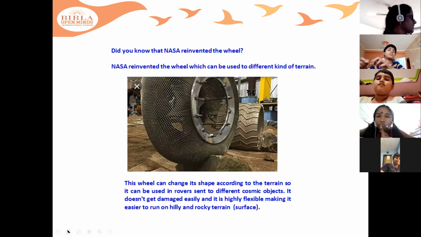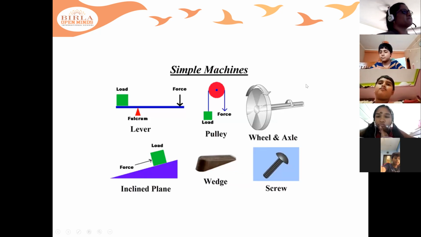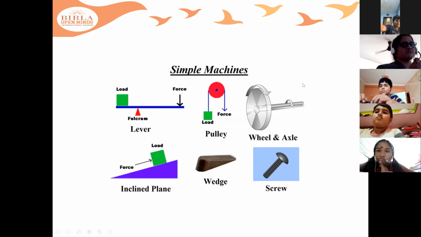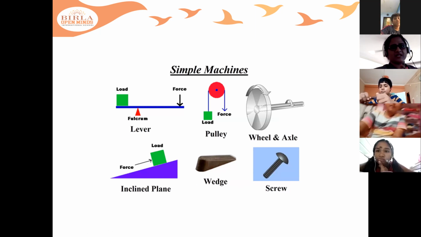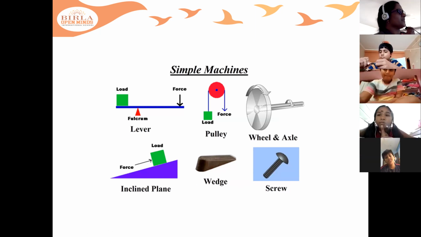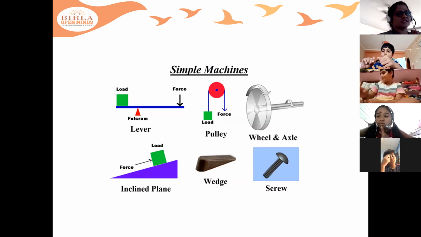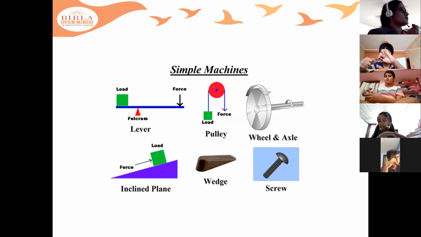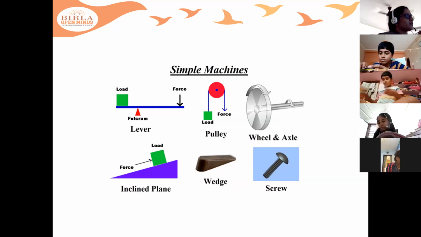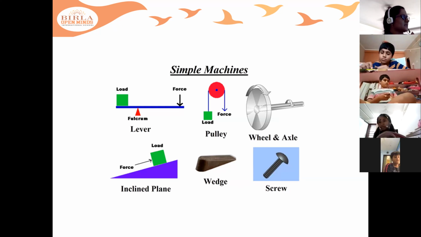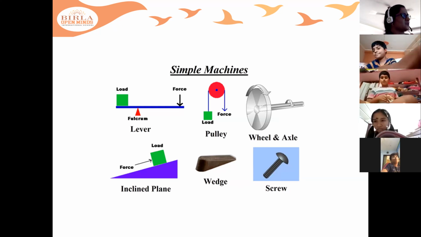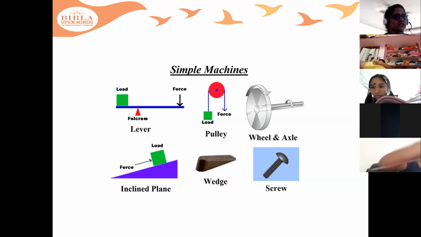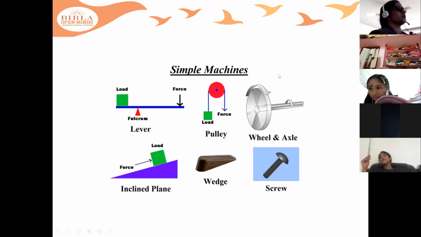And now, coming to the lesson of simple machines, there are different types of simple machines which we are using nowadays. These are a list of simple machines on your screen. We are utilizing lever, pulley, wheel and axle, inclined plane, wedge, and screw. We are going to learn in detail about all of these.